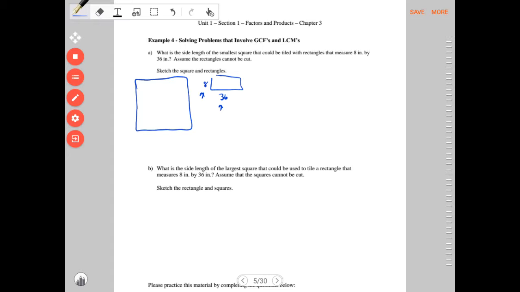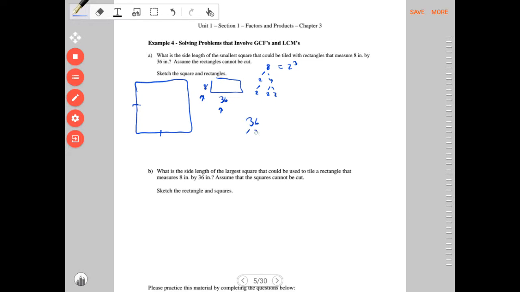So I want to make sure that this side length ends up the same as that side length. We can do this with multiples, or we can do this with prime factorization. I'm going to choose prime factorization. So look, 8 is 2 times 4, which is 2 times 2 times 2. So 8 equals 2 cubed. 36 is 6 times 6, which is 2 times 3 times 2 times 3 again. So 36 is 2 squared times 3 squared.